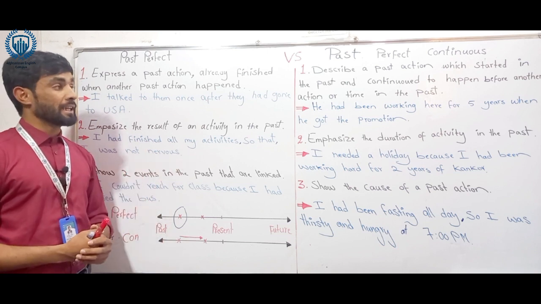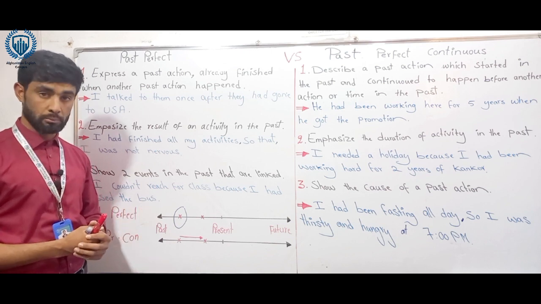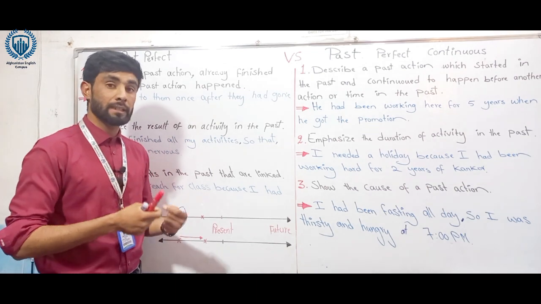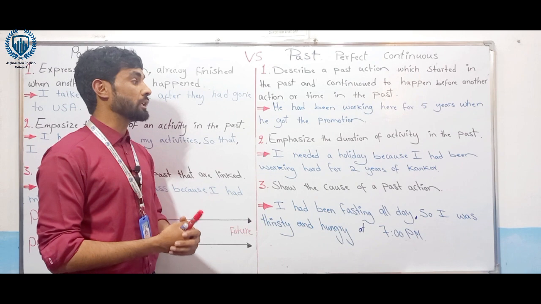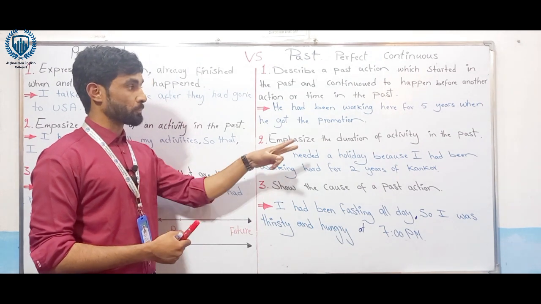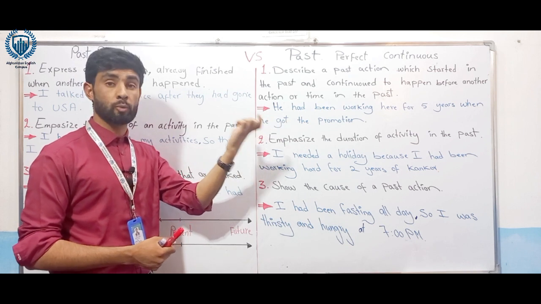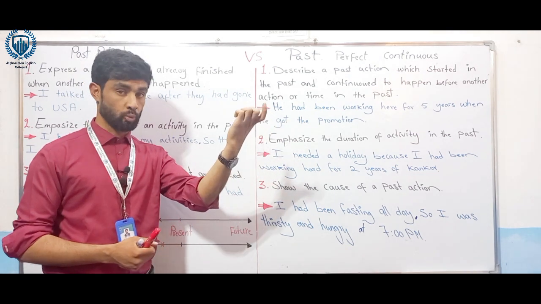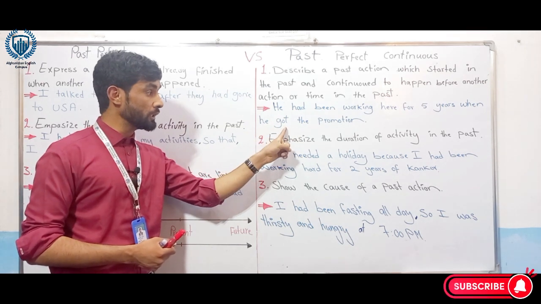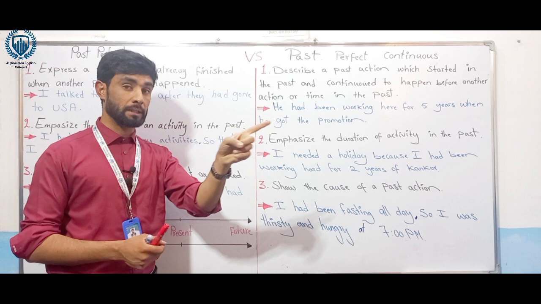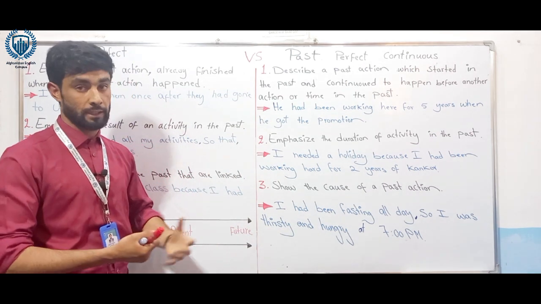Next example. He had been working here for 5 years when he got the promotion. It's a past perfect continuous tense. So here the focus is on the duration of working. He had been working by the time he got the promotion. Before he got the promotion, he had been working for 5 years in that company.